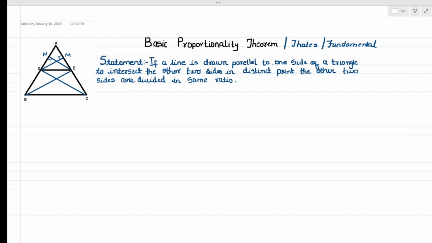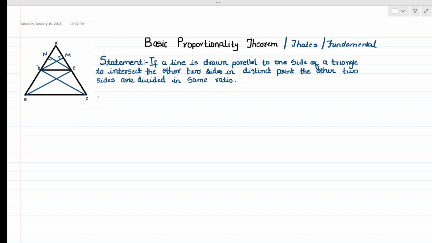If a line is drawn parallel to one side of the triangle, that means we have drawn a line which is parallel to one side of the triangle. Suppose we are drawing this line DE, which is intersecting AB to intersect the other two sides. That means it is intersecting AB at point D and AC at point E, and the other two sides are divided in the same ratio. That means point D and point E are dividing the lines AB and AC in equal ratios. That means AD upon DB will be in the same ratio as AE upon EC.